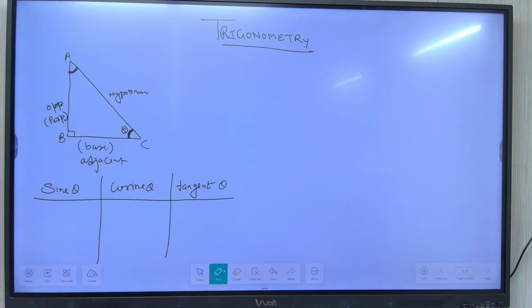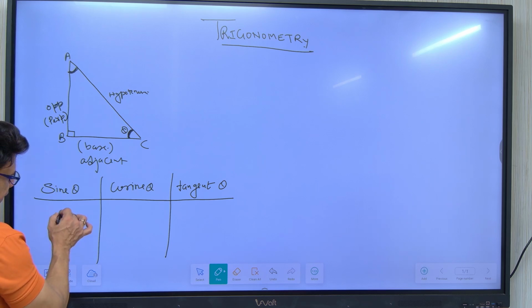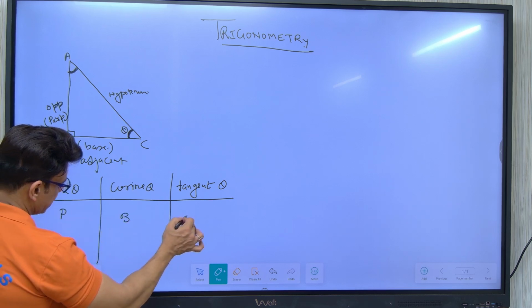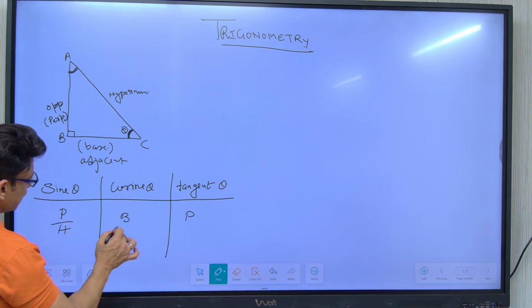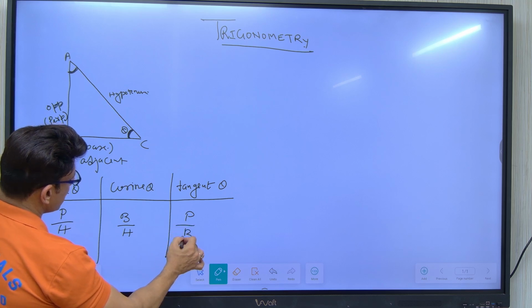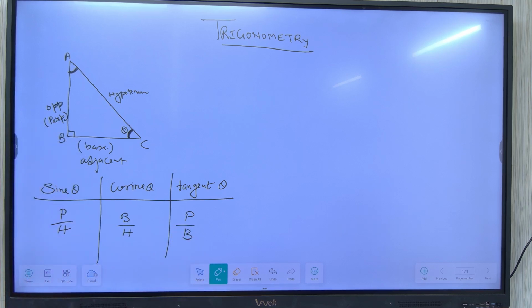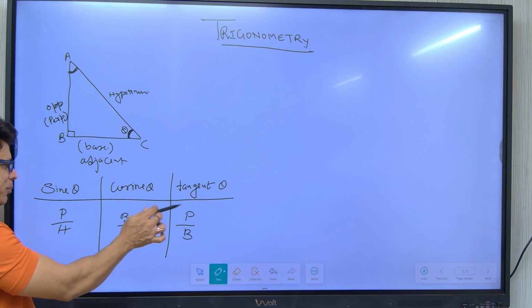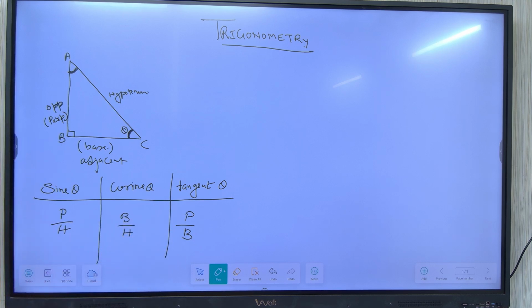What is sine? P by h, perpendicular upon hypotenuse. Cos is base upon hypotenuse, adjacent upon hypotenuse, and tan is perpendicular upon base, right? हम लोग ऐसे याद करते थे कि पंडित बद्री प्रसाद हर हर बोले. एक और है, पाकिस्तान भूखा प्यासा, हिंदुस्तान हरा भरा. That is how you can remember sine, cos, and tan.